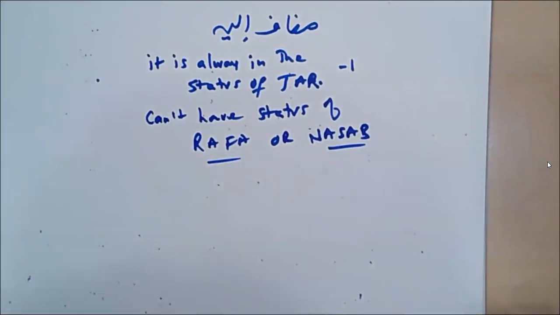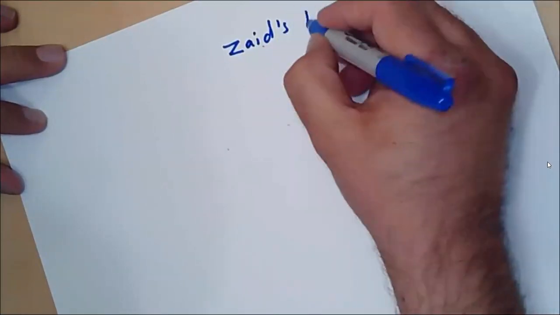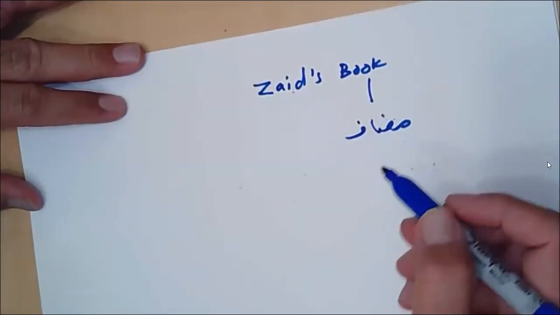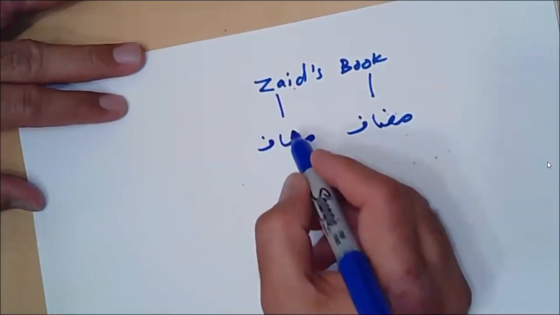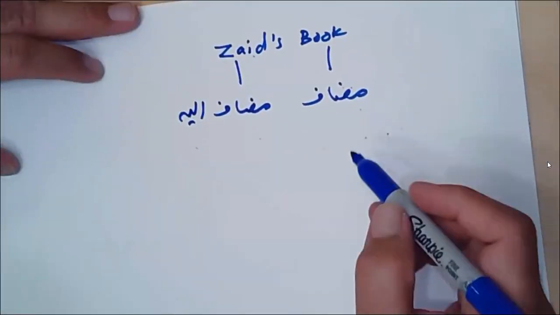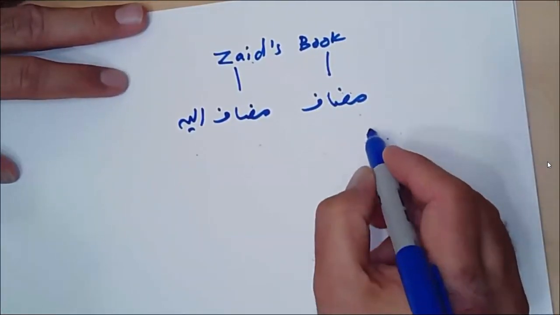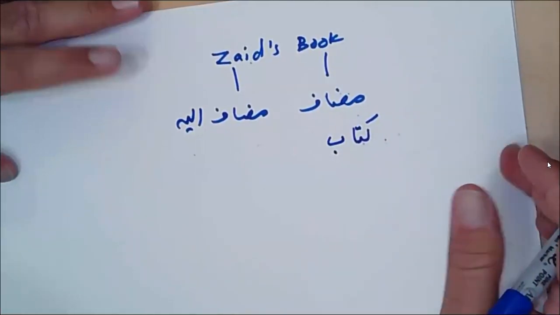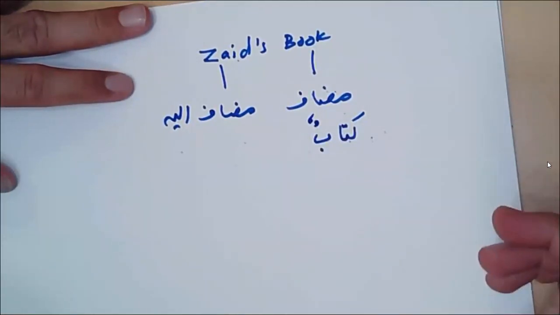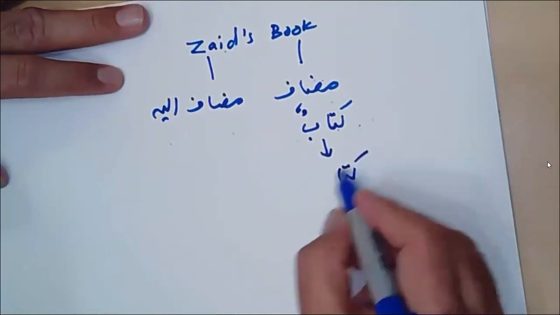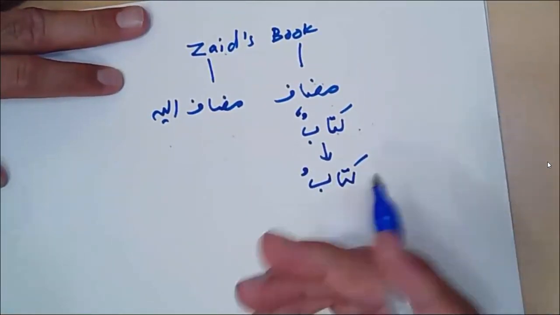Okay. All right. So based on these rules, let's go back to our sentence. I said Zaid's book. Correct? So what is my muzaf? Muzaf is book, right? Yeah. And muzaf ilay? Zaid. So in Arabic, first, muzaf. What is the Arabic of book? Kitab. Now, by default, if we write kitab, it will be kitabun. Right? But can the muzaf have tanween on it? No. So it will be kitabu. Making sense?